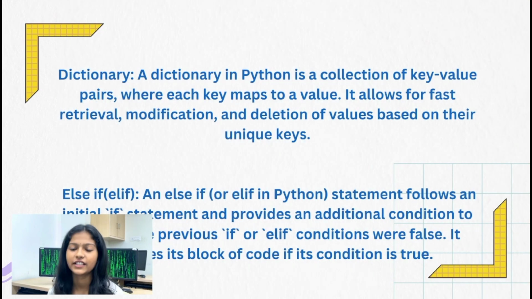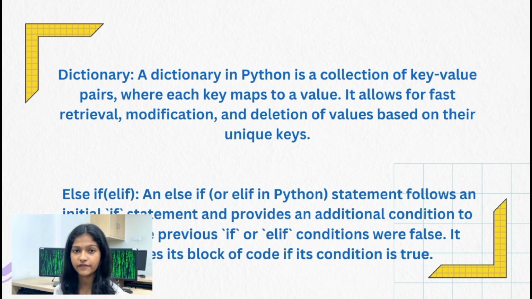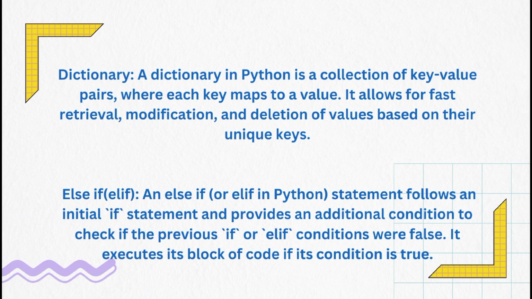Let's see about dictionary. A dictionary in Python is a collection of key-value pairs where each key maps to a value. It allows for fast retrieval, modification, and deletion of values based on their unique keys. What is elif? An elif statement follows an initial if statement and provides an additional condition to check if the previous if or elif conditions were false. It executes its block of code if its condition is true.